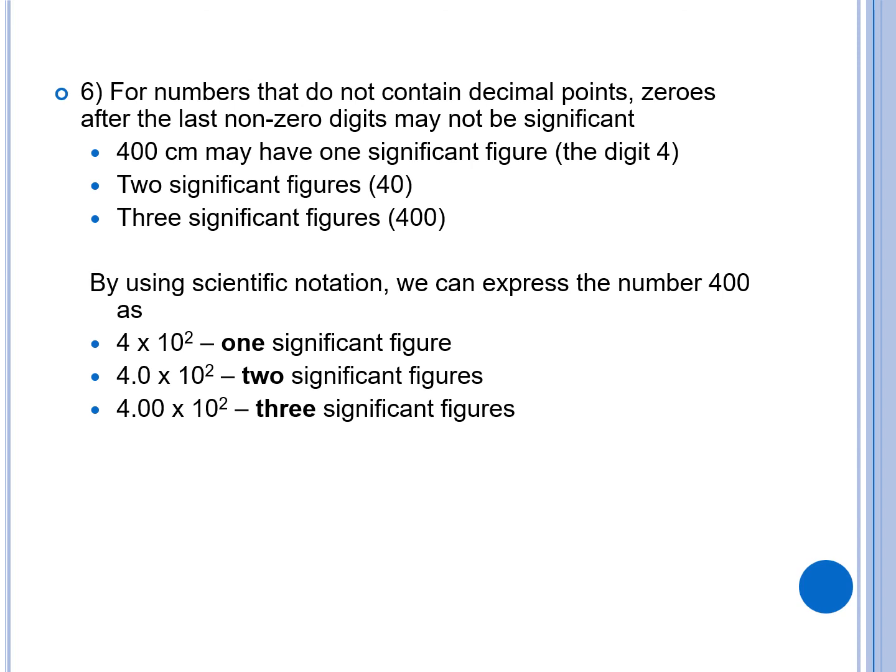By using scientific notation, we can express the number 400 as 4 times 10 to the power of 2 with 1 significant figure, or 4.0 times 10 to the power of 2 with 2 significant figures, or 4.00 times 10 to the power of 2 with 3 significant figures. This is because for a number larger than 1 with 0s on the right after the decimal point, they are counted and significant. So this is 2, this is 3.